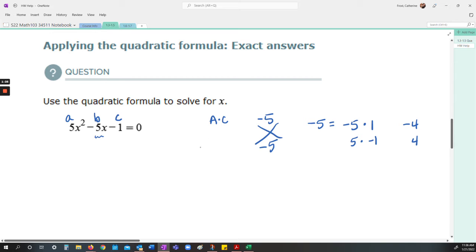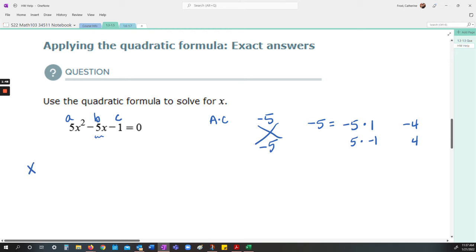You could also try using completing the square, but if dividing by this a that's on the x squared is going to give you fractions, that makes completing the square just a little more complicated. So I think quadratic formula is going to be the easiest thing to do. And that's what they told us to do anyway.